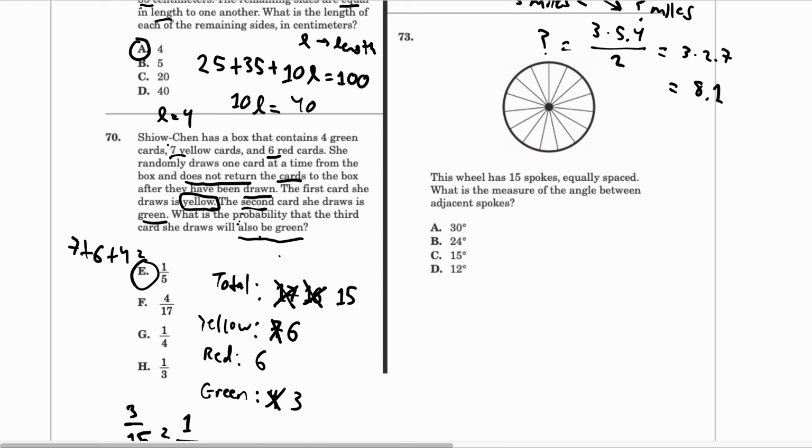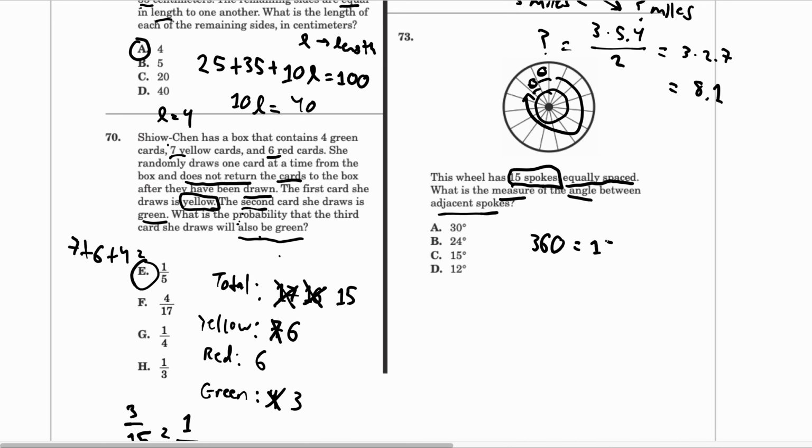Okay, 73, so we have a wheel with 15 spokes, and they're equally spaced, and we want to know what the measure is of the angle between adjacent spokes. So we know that the entire angle must be 360 degrees, right, because it goes all the way around. And then we know that there are 15 angles that are made by these spokes, and that given that they are equally spaced, each angle, so if this is one angle, it must be equal to this angle. So let's call this angle theta, then that must also be theta, and you're going to have 15 thetas as you go all the way around, because there are 15 equally spaced spokes.